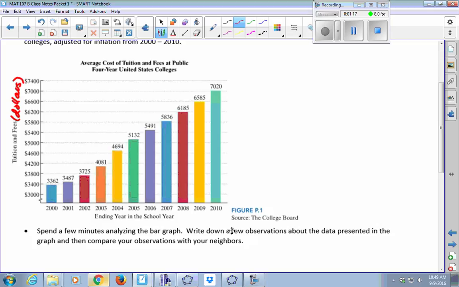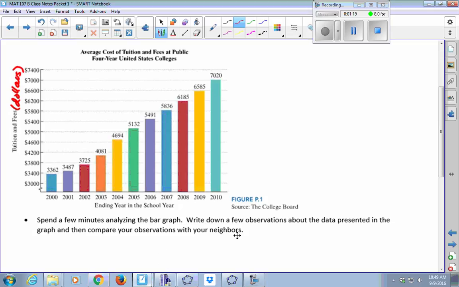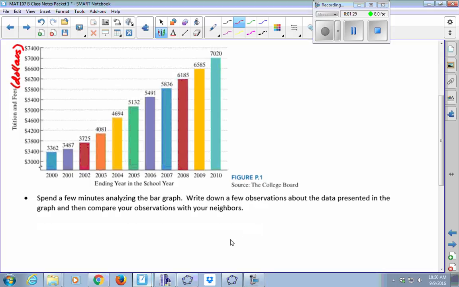Okay, so just give me a sense of what maybe your group came up with in terms of looking at this bar graph and an observation that you may have made about it. Any observation whatsoever. Yeah, Paul?